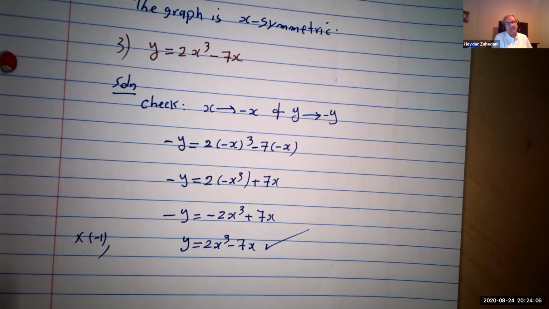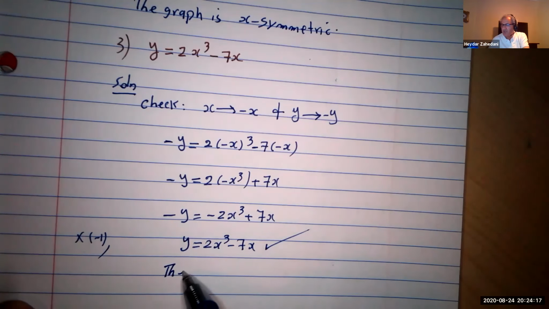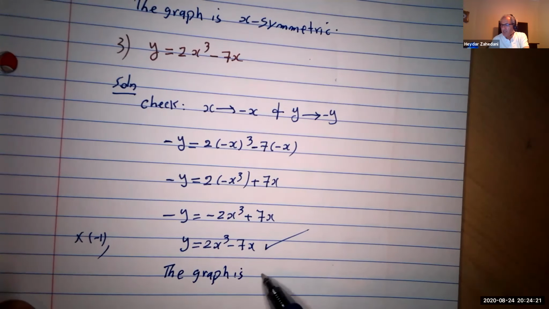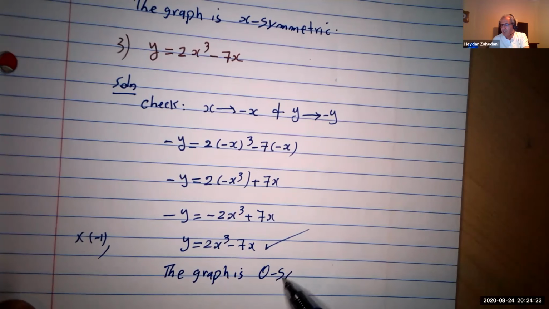So we change the x into the negative x, and the y into the negative y, and we arrive at the original equation. So the graph is symmetric with respect to the origin. Any question?